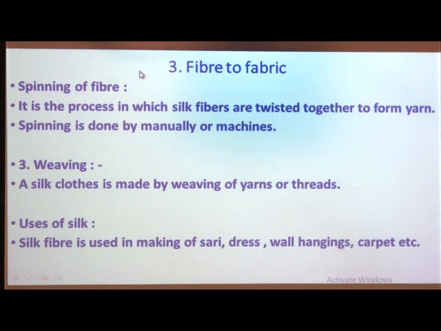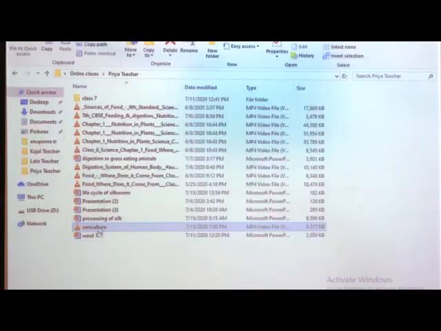After completion of the third stage, we have to collect these cocoons and boil them, or keep them in a warm place or in an oven, so that the insect will die and we can get the cocoon fibers, the silk fibers. After that we can spin and weave it into a silk cloth. So this is the processing of silk fiber. Let us see a video related to this processing of silk fiber.